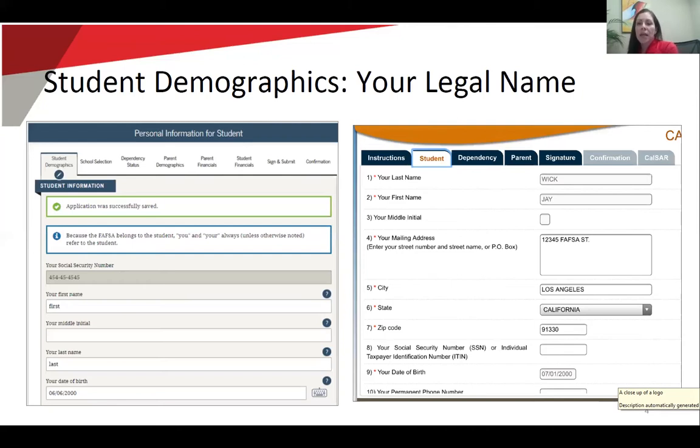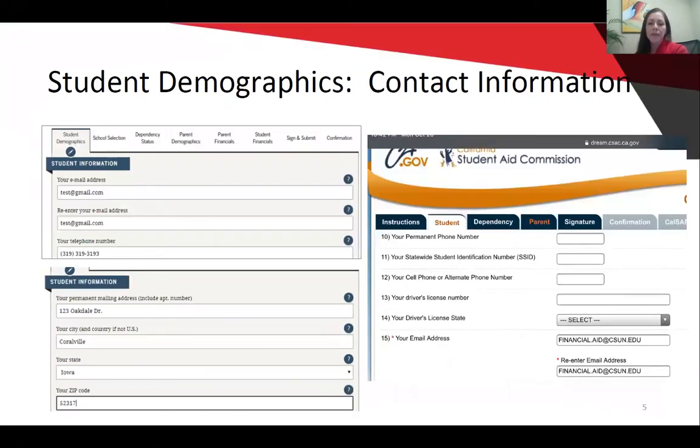If you are submitting a CADAA application, make sure it matches the information you have registered with the universities. The applications will not be received if your name and date of birth do not match their file. On your CADAA, you'll only need to enter a Social Security number or ITIN number if you have one, but it's not required.